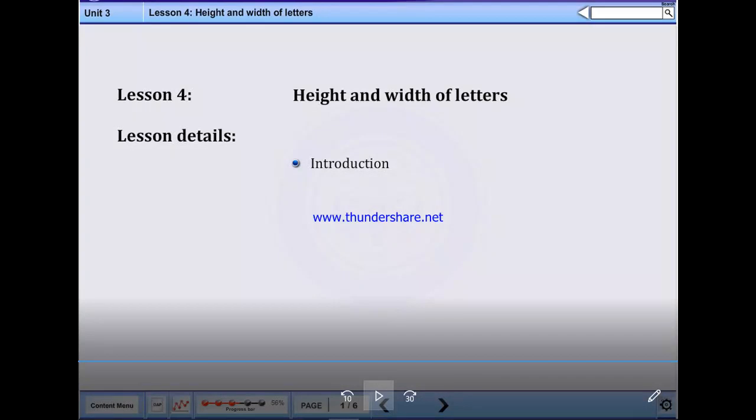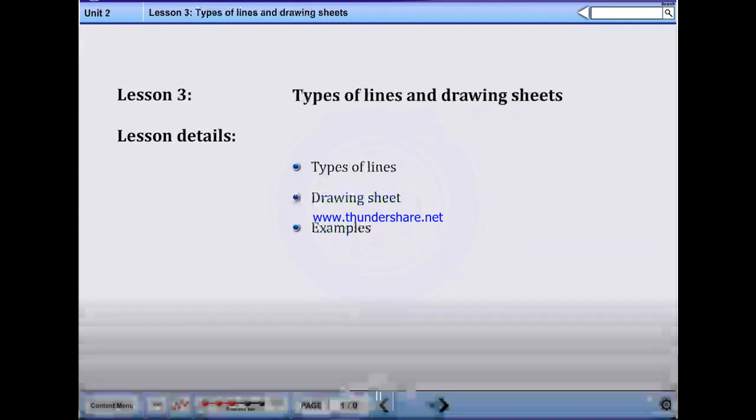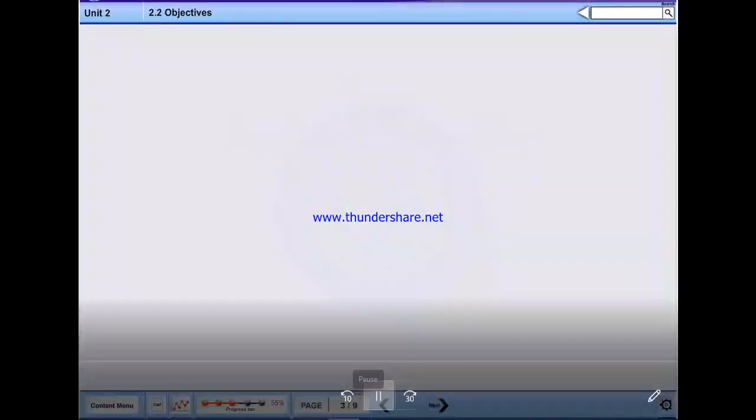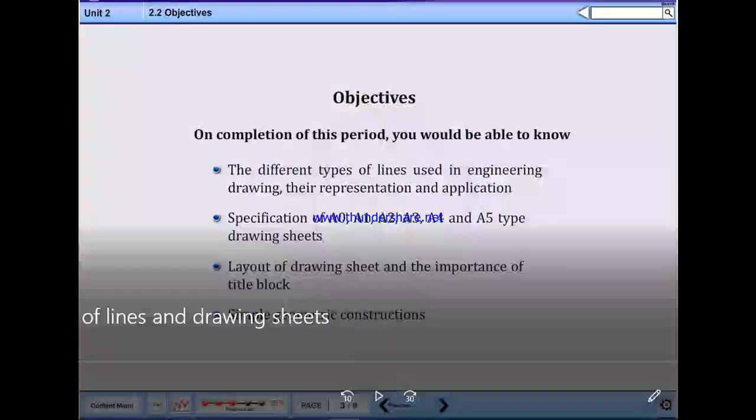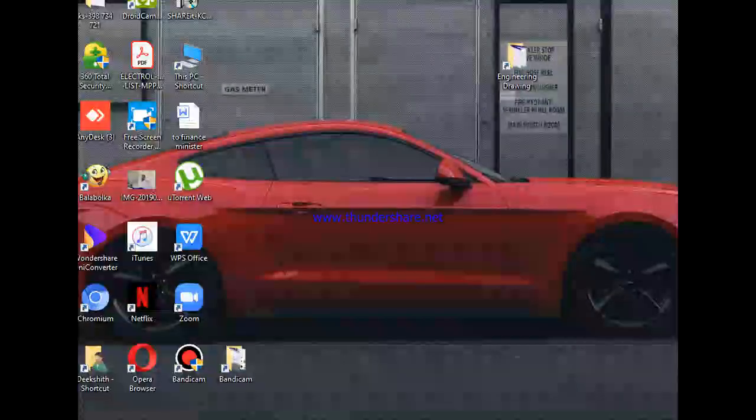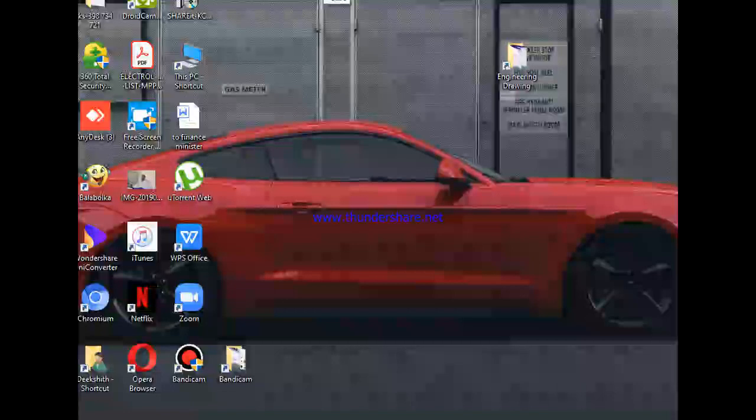Now we are going to learn in the next chapter is heights and widths of letters. So with this concept we stop here and we'll continue in the next class.